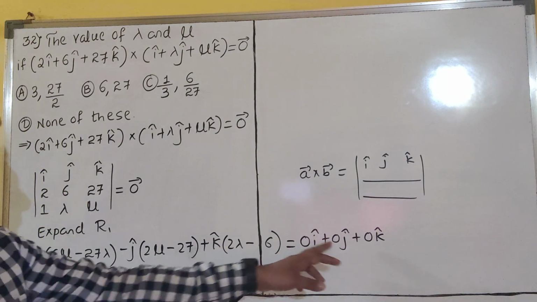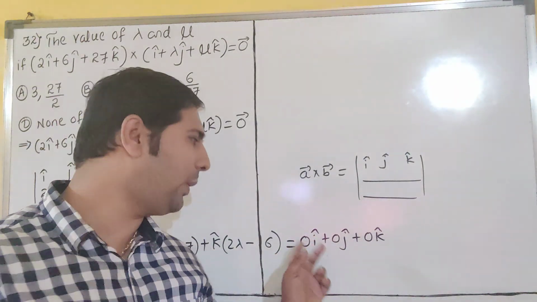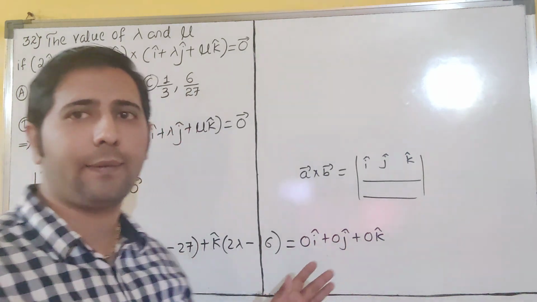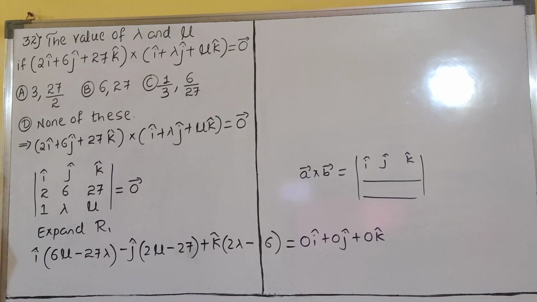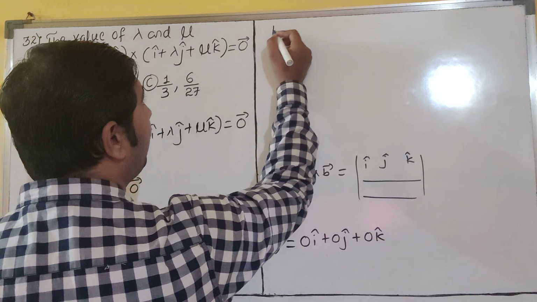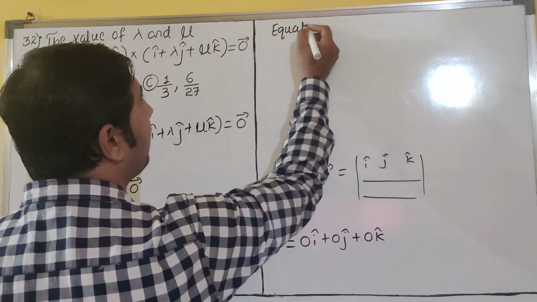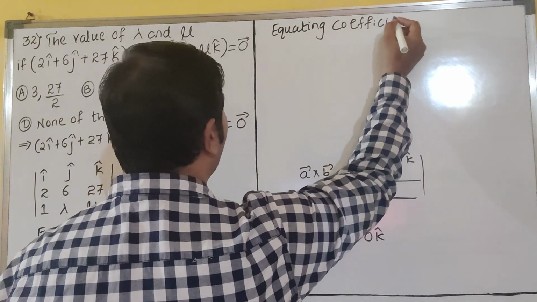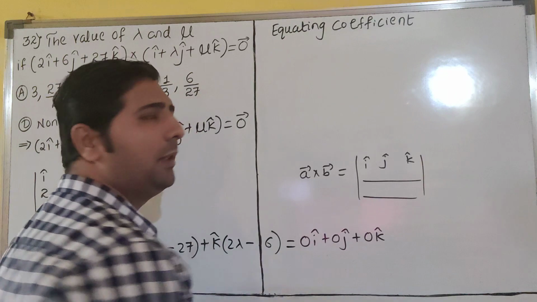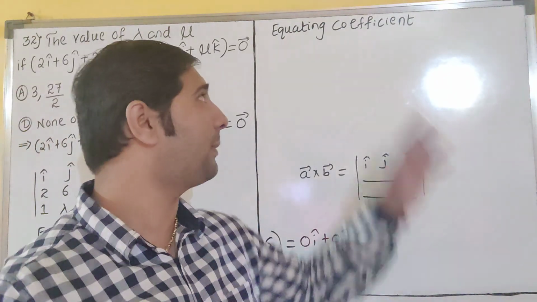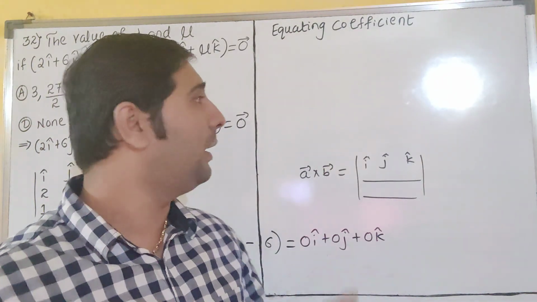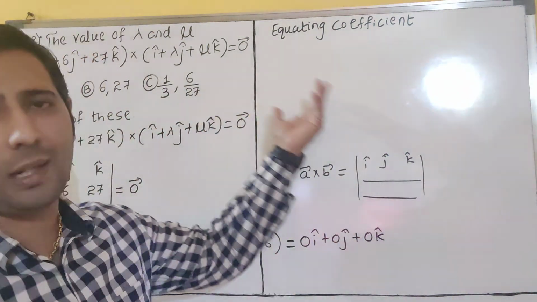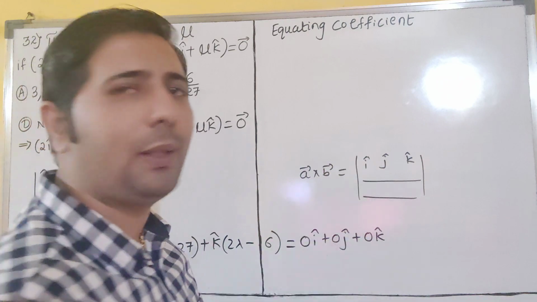So 0 into anything is 0 only, no. If you multiply, then 0 will come again. Don't get confused. So now see here, what I will do, equating coefficients. See, explanation takes more time, you know everyone. So it takes a little more time. But actually I should not write all of this. For your understanding purpose only we are writing.